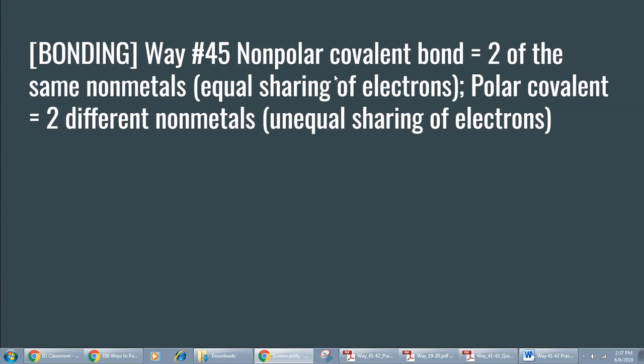So whenever you see two or more of the same nonmetals sharing or bonding, that's a nonpolar covalent bond. It means the sharing is equal. Or if you have two different nonmetals, it's going to be unequal sharing, and it's going to result in a polar molecule because there are two different nonmetals.